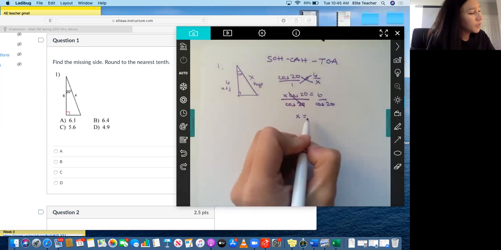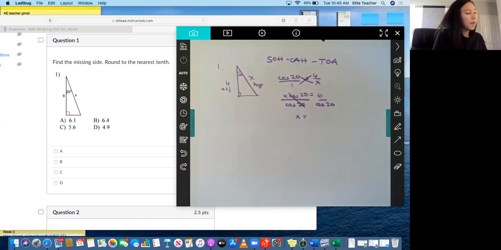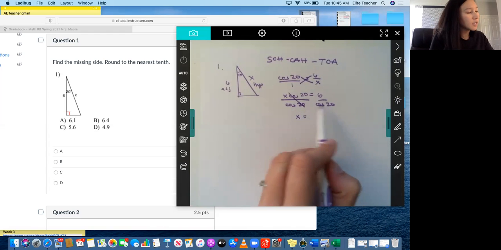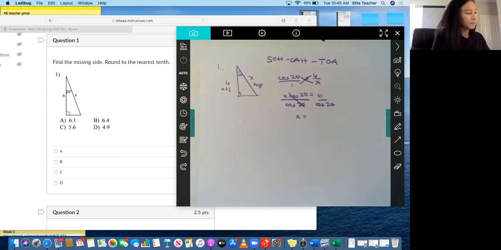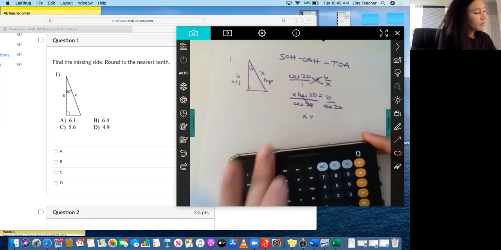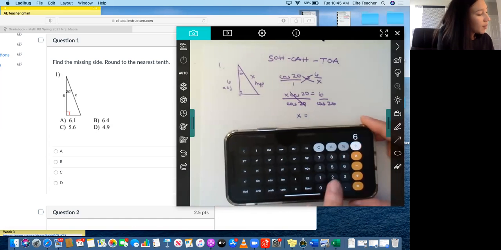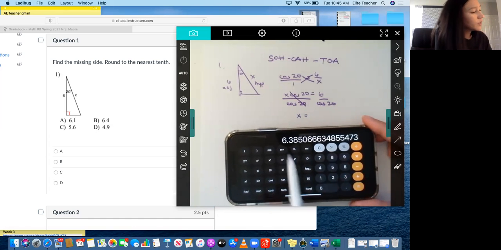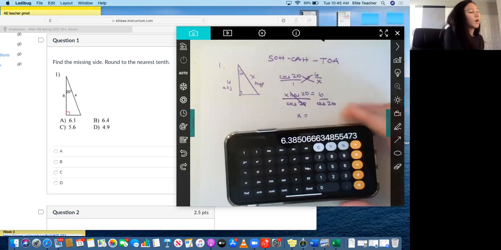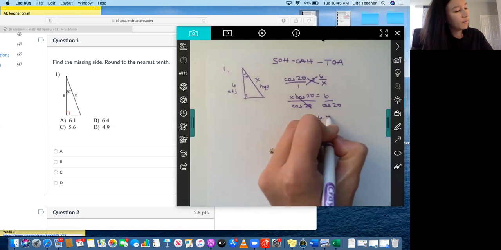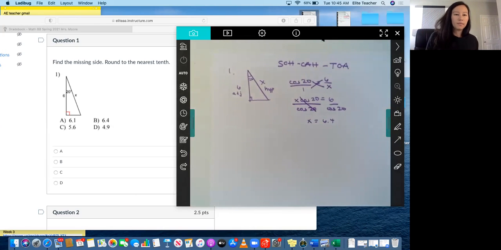So we do 6 divided by, remember to do 20 first, 20 and then the cosine. So I wanted to make sure before. So 6 divided by, and then we do 20 and then take the cosine of that. Equals 6.4. So it would be B, 6.4.